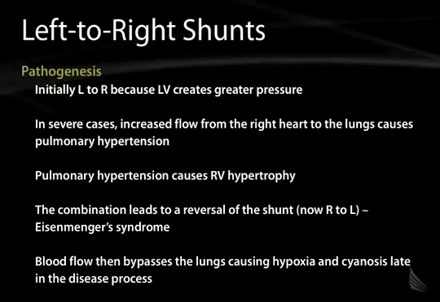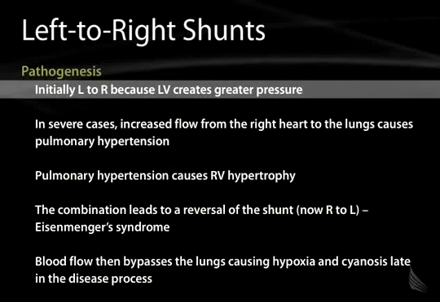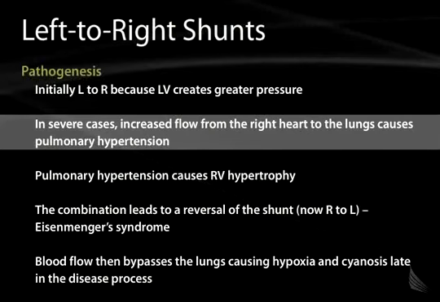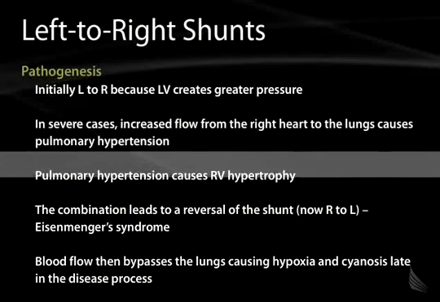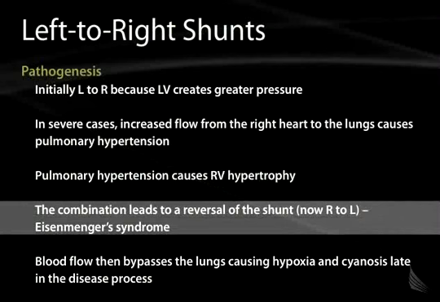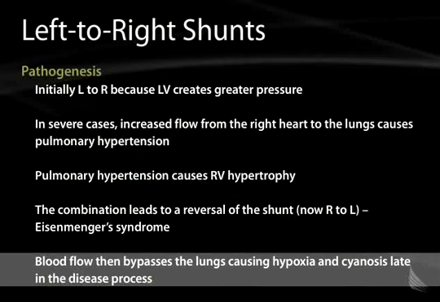Left to right shunts, on the other hand, are initially left to right because the LV creates greater pressures. In severe cases, increased flow from the right heart to the lungs causes pulmonary hypertension. Over time, pulmonary hypertension leads to RV hypertrophy, and this combination leads to a reversal of the shunt. Now the shunt goes right to left, which is otherwise known as Eisenmenger's syndrome. Blood flow then bypasses the lungs, causing hypoxia and cyanosis, again, late in the disease process, in contrast to the early onset associated with right to left shunts.